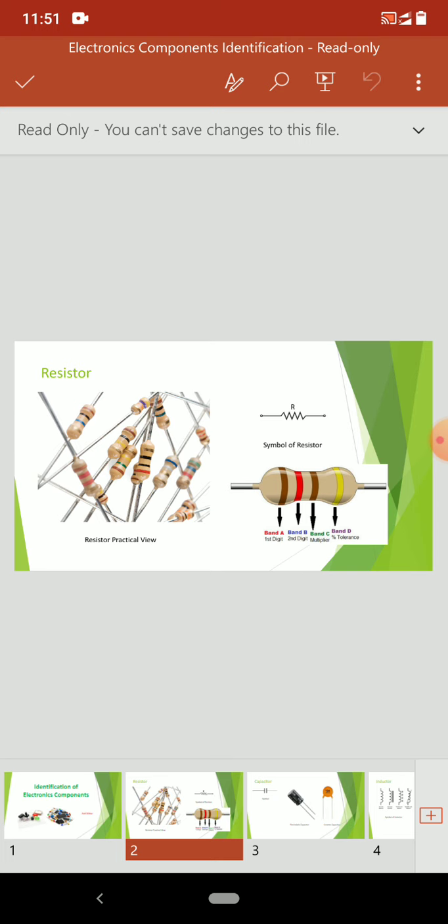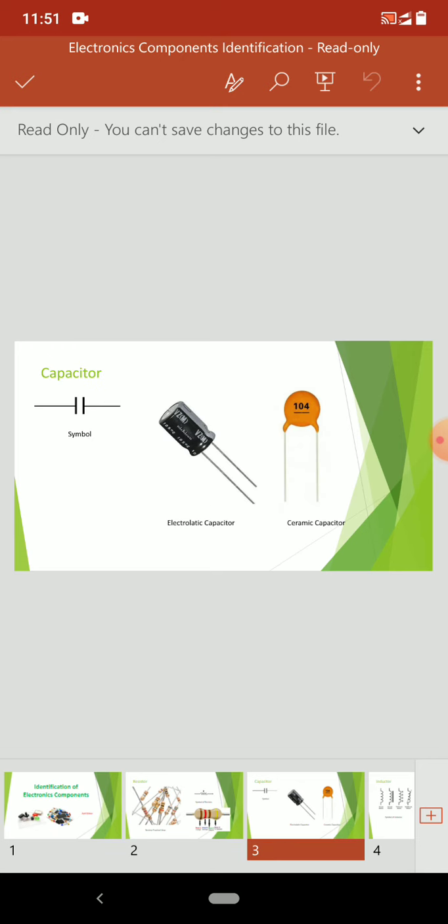Resistor is denoted by R, and 3 band resistors, 4 band resistors, 5 band resistors are available in the market. In the 4 band resistor, the first two bands are digits, the third one is a multiplier, and the fourth one is a tolerance band. For gold the tolerance is plus minus 5%, and for silver it is plus minus 10%. The next one is a capacitor.